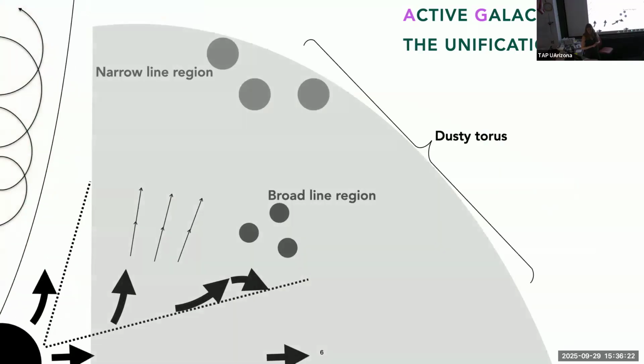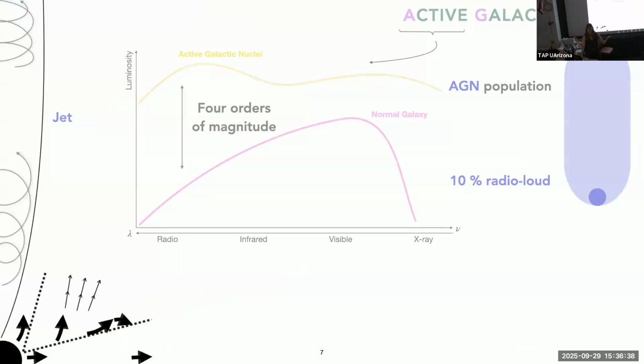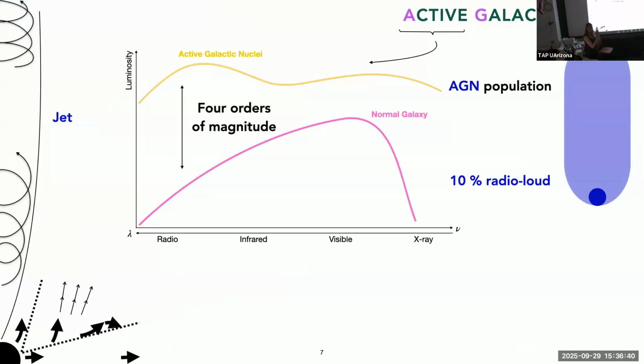If you zoom further out from the innermost center of an active galactic nucleus, you find a narrow line region and a broad line region. So it can be observed in spectra and spectral emission and classified further down into AGN types. And then you zoom further out and you find the main feature, the jet.